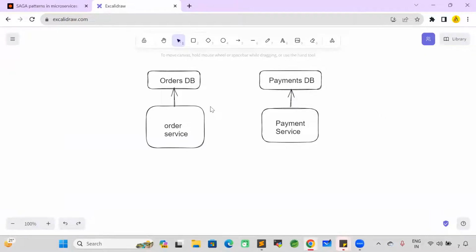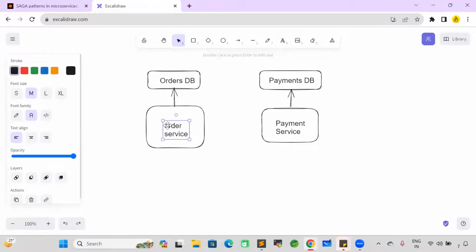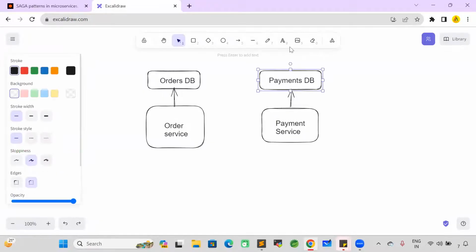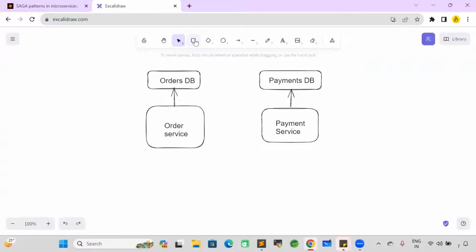Now, the user will place the order. So these are distributed applications. Order service is one microservice running on a separate server, communicating with its own database. Payment service is a separate microservice connected with the payments DB. These two microservices are responsible, and coordination is required between the two services to perform the operation.